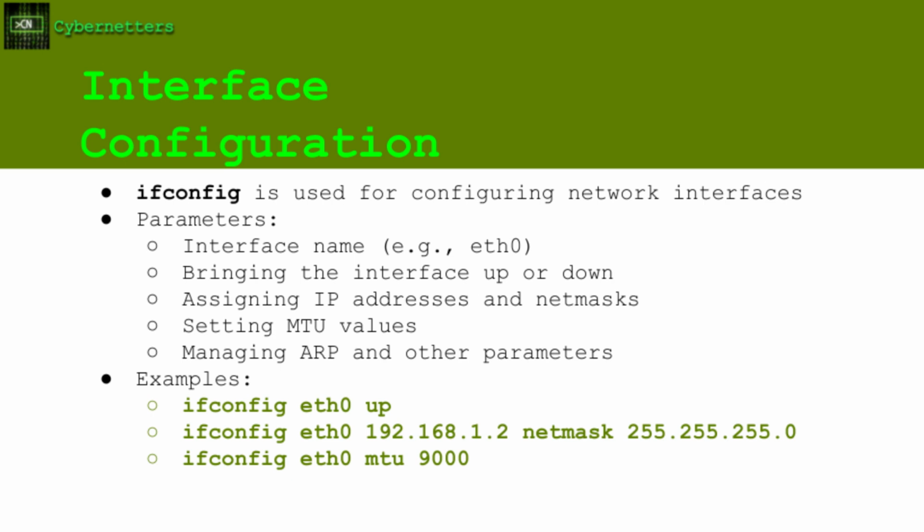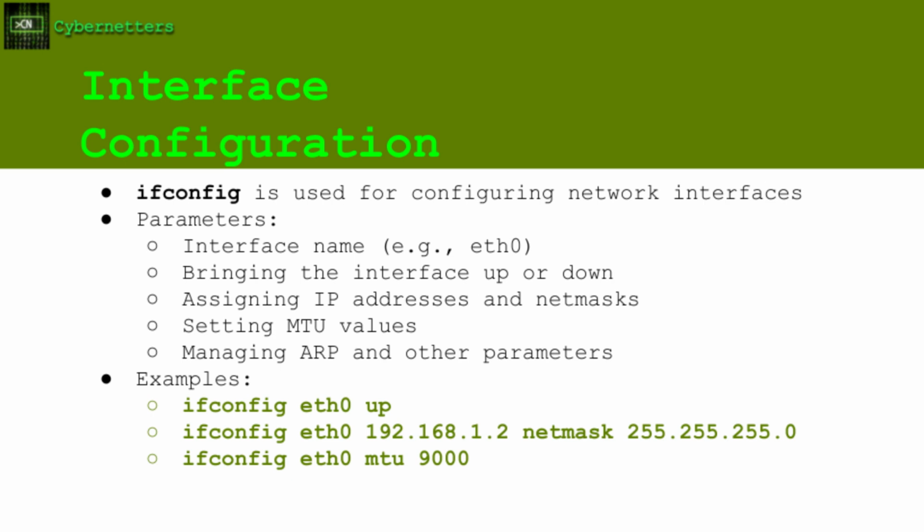Next, you can assign an IP address and netmask, which is like giving your computer a unique ID on the network so it knows where it belongs. And finally, you can tweak settings like the MTU, or maximum transmission unit, which controls how much data can be sent inside a single packet. So if you're working with high performance networking, tweaking MTU can help optimize speed. Let's break down some of these examples.